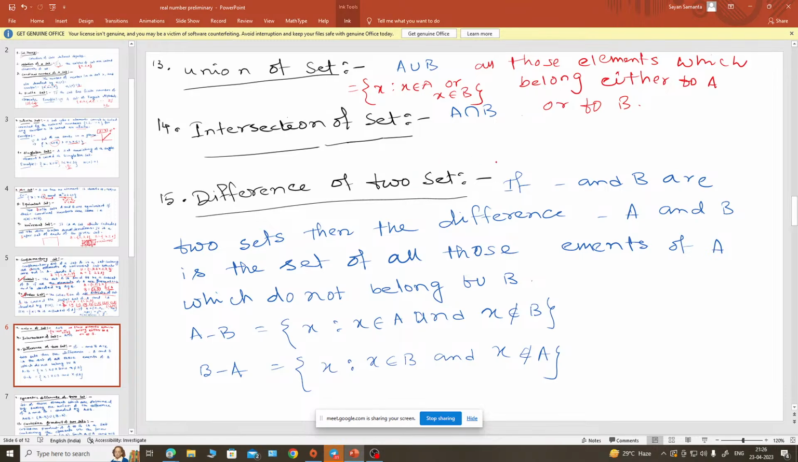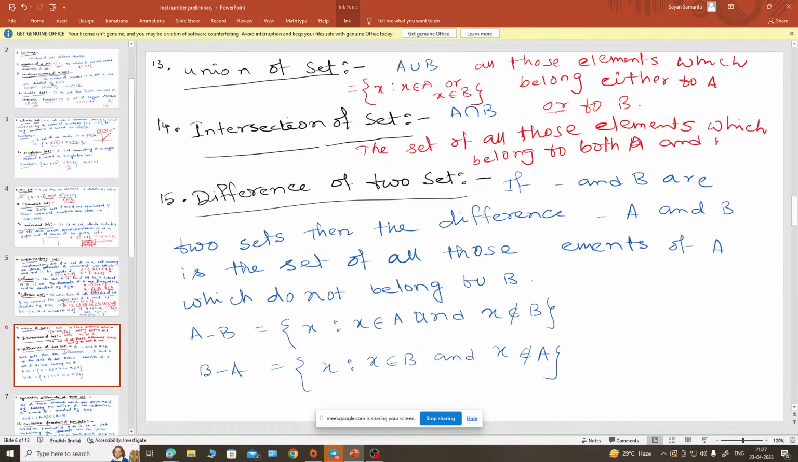Now intersection set. So what is this intersection set? Both exist. The set of all those elements which here exist in OR case, here we can call AND case. So the set of all those elements which belong to both A and B.